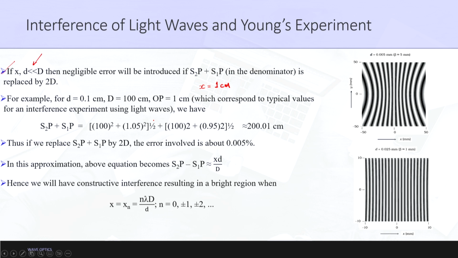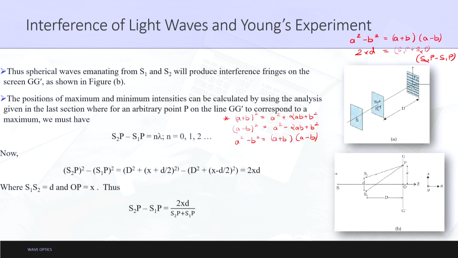Now we first calculate S2P and S1P using the exact mathematical formulation of the Pythagoras theorem. To find S1P, we added d square plus (x minus d by 2) whole square, and then we took the square root. Similarly, to find the value of S2P, we again applied the Pythagoras theorem for this triangle.